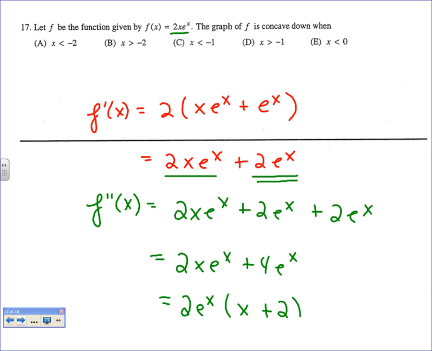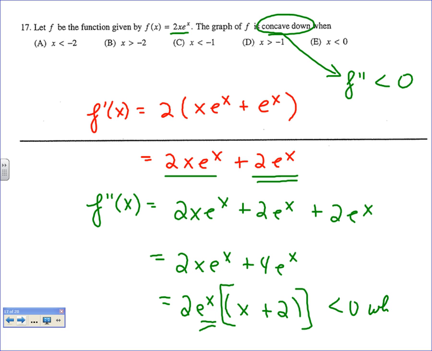And now we know that e to the x, no matter what we put in for x, is always positive. So this second derivative will only be negative, and concave down implies that the second derivative must be less than 0, right? It's going to be affected by this term, and it'll only be negative, less than 0, when x is less than negative 2. So our choice would be the first one there, A, where x is less than negative 2.